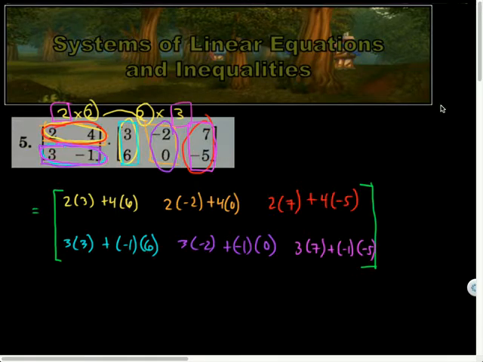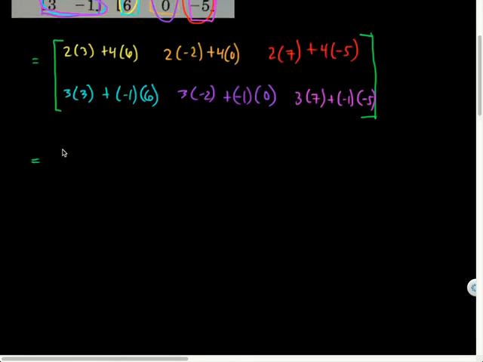So let's figure out what this is equivalent to. I like the colors, fruity pebbles. 6 plus 24 is 30. Negative 4 plus 0 is negative 4. 14 minus 20 is negative 6. All right, hopefully I'm right so far. 9 minus 6 is 3. Negative 6 plus 0 is negative 6. And 21 plus 5 is 26.